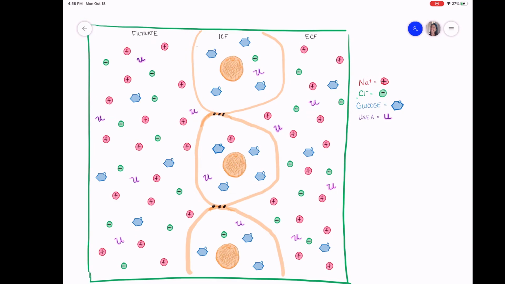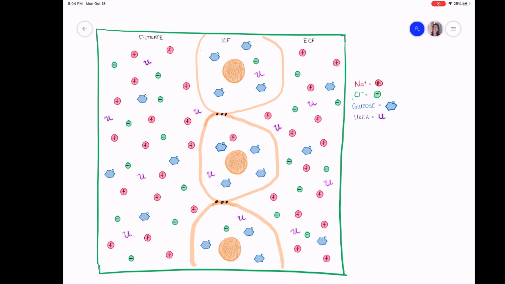Now we're going to map out our glucose and our urea. The important thing to note is that urea has an equal concentration everywhere. Indeed, the concentration of urea in the filtrate is the same as the one in the cell, which is the same as the extracellular fluid. Glucose is slightly more concentrated inside the cell than outside of the cell.